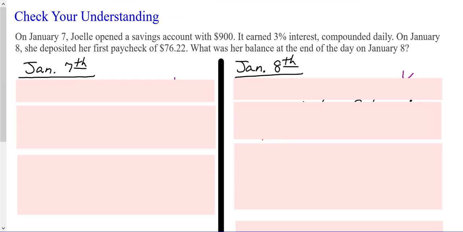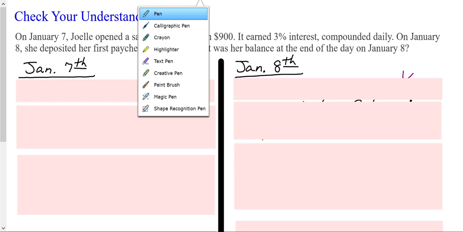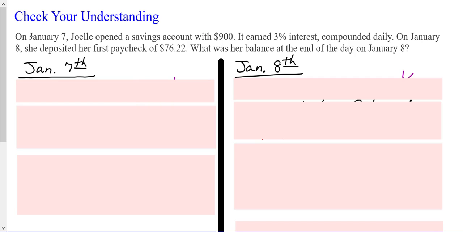Okay, so we're going to repeat that just to make sure you understand it with a different example. So on July 7th, we're going to identify the different pieces. July 7th is the date. She opened a savings account with $900. Okay, and I'm going to highlight the variable parts that apply to both days in a different color. So it earns 3% interest and it's compounded daily.